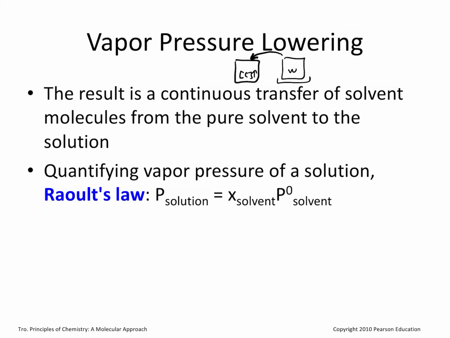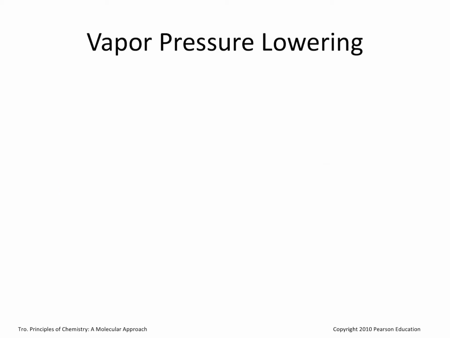We quantify the relationship between the pressure of the solution and the vapor pressure of the solvent through something called Raoult's law. So you have the pressure of your solution equals the mole fraction of solvent times the vapor pressure of the solvent. We know how to solve for mole fraction. We've already seen this in our ideal gas law chapter.